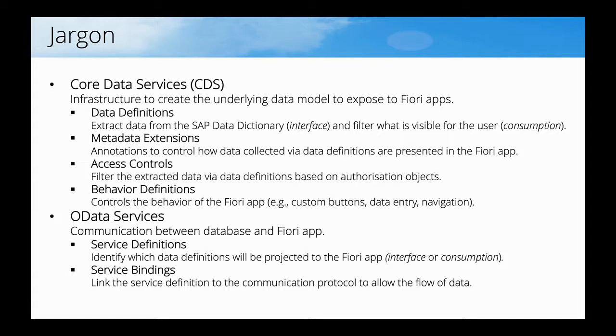So you start first with data definitions. This is basically your link with the data dictionary. It comes in two flavors. You've got an interface and you've got a consumption side. And in the next video I explain a bit more what the difference is between the two. You've got metadata extensions. That is mainly to control how the app is going to look like. Yeah, so you can play with a lot of controls. Later on in this training course, I go a bit deeper in how you can use the metadata extensions to display certain things at a particular place on the screen.